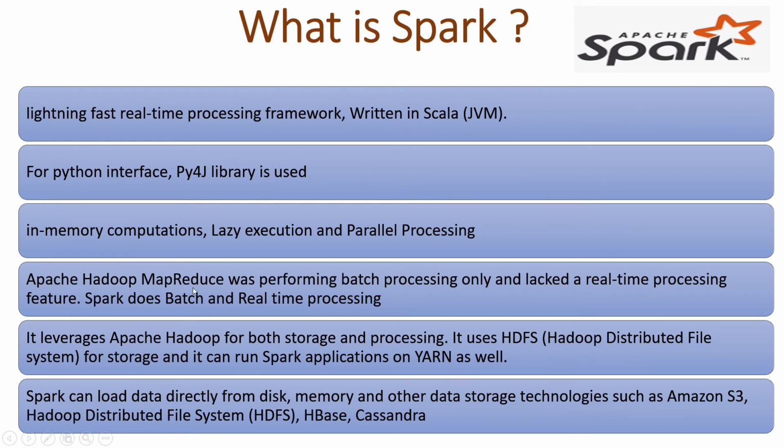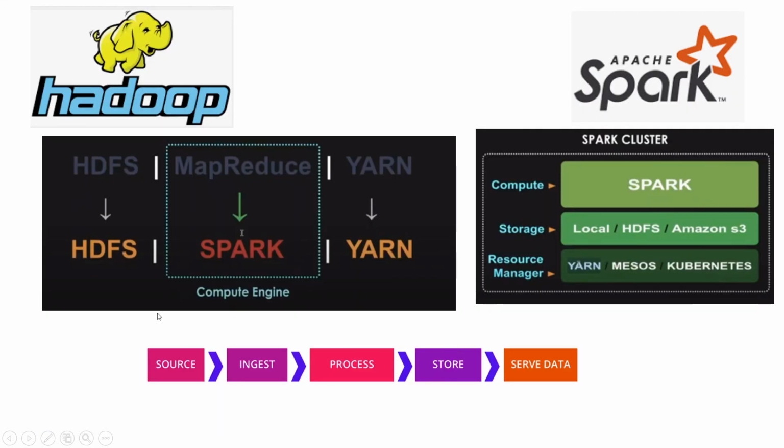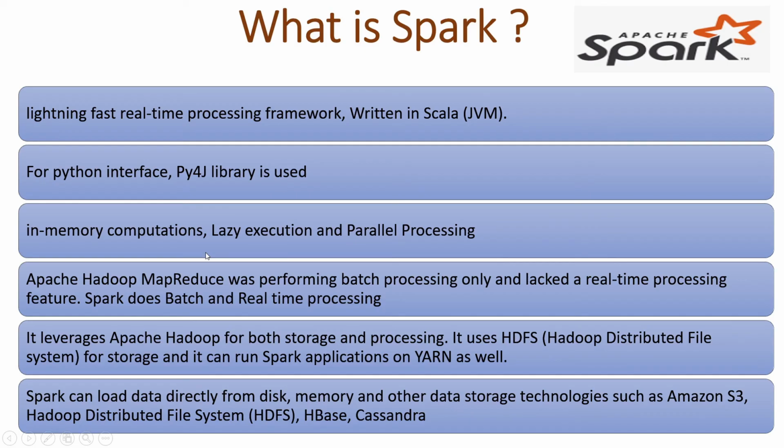Apache Hadoop MapReduce was performing batch processing only. Earlier only batch processing was performed and it lacked real-time processing features. Spark does both batch and real-time processing. It leverages Apache Hadoop for both storage and processing, correct? It uses HDFS, the Hadoop file system, for storage, and it can run a Spark application on YARN as well. It's clear, okay? Only the compute engine has changed; the other two remain the same. That is what I am telling.